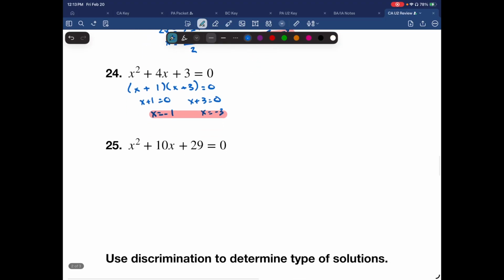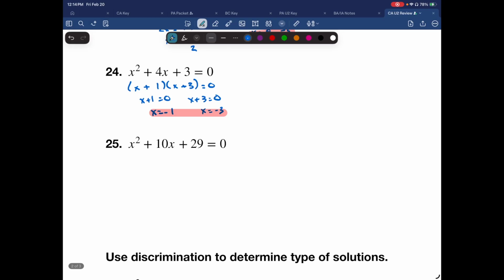Now, 29 is a prime number, so I'm going to have to use the quadratic formula for this. And remember that the coefficient of x squared is a, the coefficient of x is b, and then the constant term is c. All right, so remember it's opposite b, so negative 10 plus or minus square root b squared. So that's going to be 10 squared minus 4ac, so 4 times 1 times 29. All right, all over 2a, a is 1, so that's going to be 2.